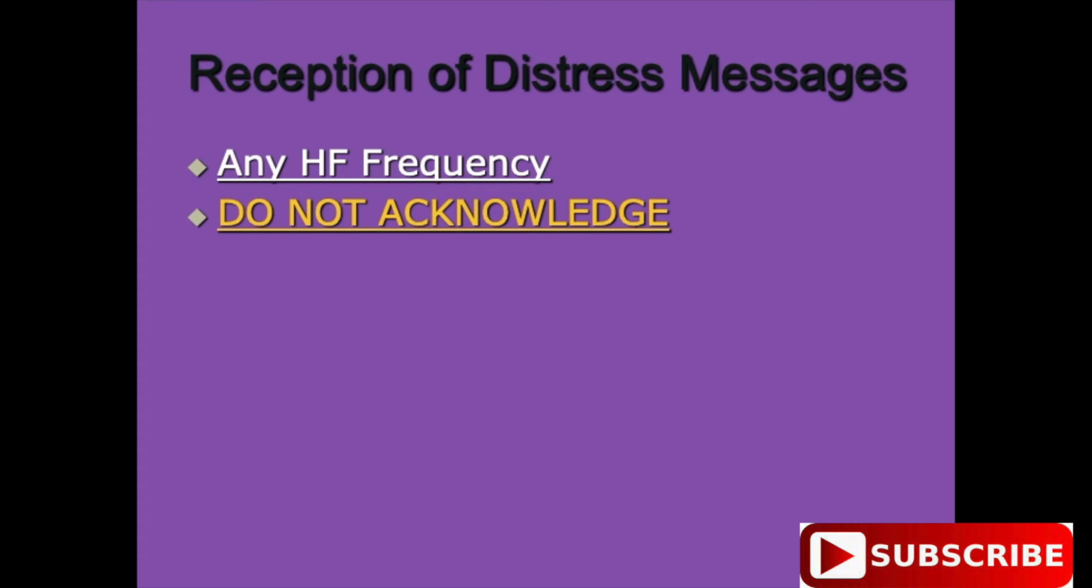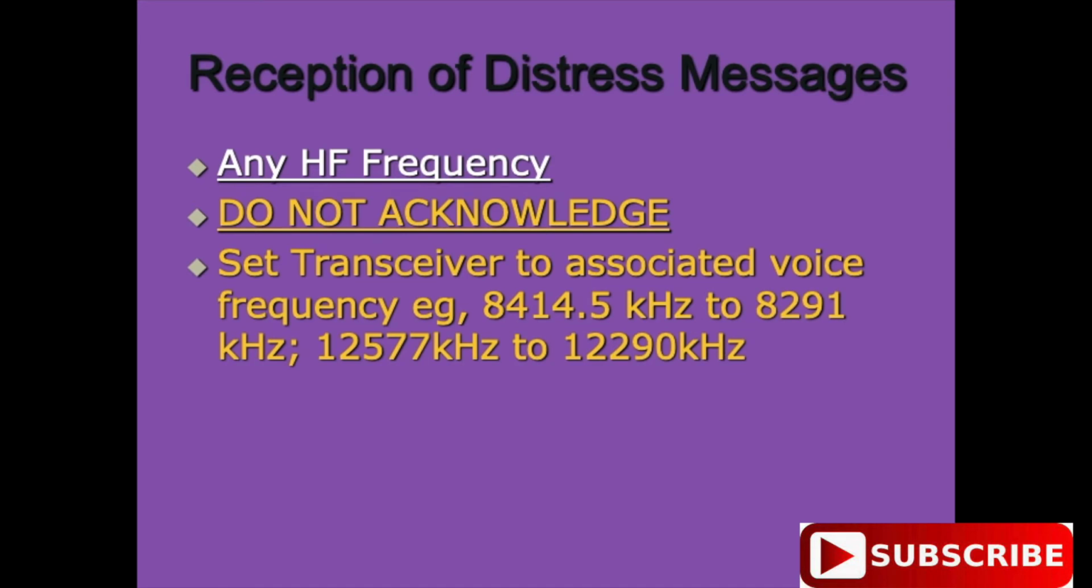Reception of distress message on any HF, high frequency: do not acknowledge. Why not acknowledge? Because it's greater than 150 nautical miles, so it's possible you will not be able to help. So do not acknowledge it. Set the transceiver to the associated voice frequency. Example, as we have seen, 2187.5, and then you'll be shifting to voice frequency 2182.